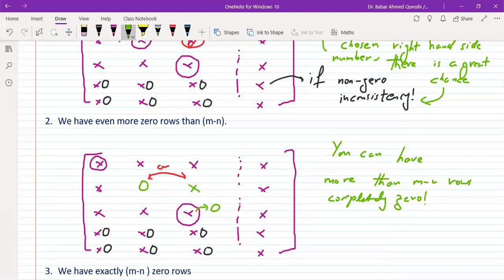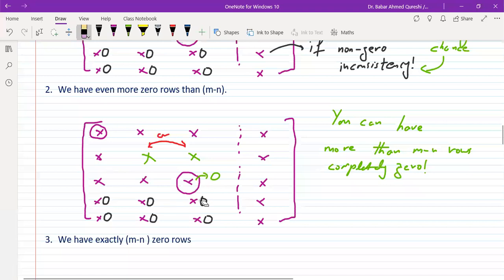There was a possibility that you had a non-zero here, but this could be zero. This could still be zero. That was also a possibility. But the point is that you always can have more than m minus n rows to be zero, but at least m minus n have to be zero. Actually, this is a general statement. It doesn't have to be true only when m is greater than n. It's true when m is equal to n as well.